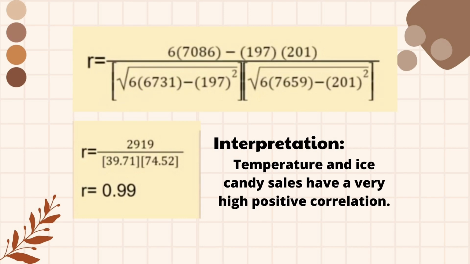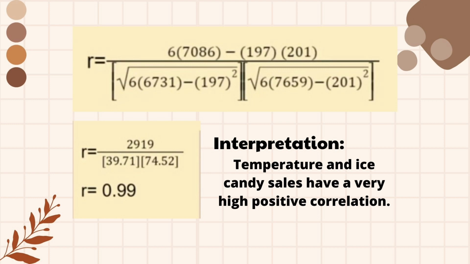At ito na ang ilalagay natin sa ating mga calculator. R is equal to 6 times 7,086 minus 197 times 201 over square root of 6 times 6,731 minus 197 squared times square root of 6 times 7,659 minus 201 squared. Una natin kukunin yung nasa taas.